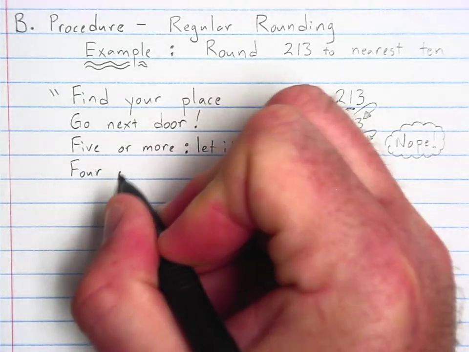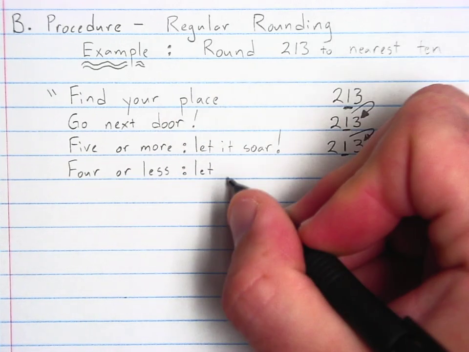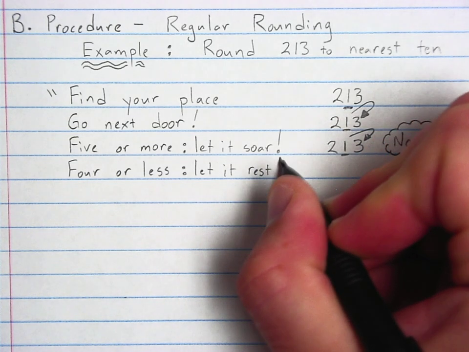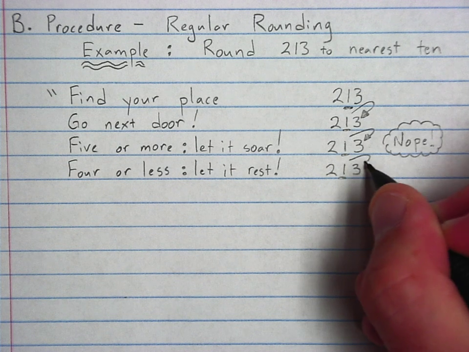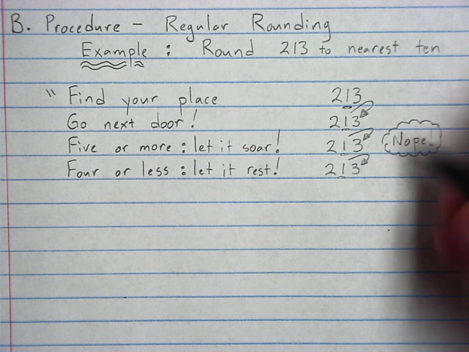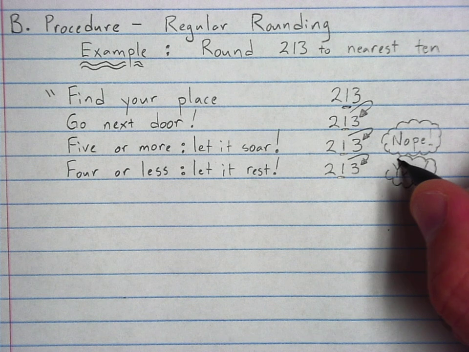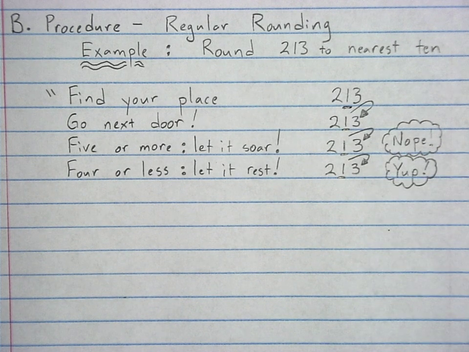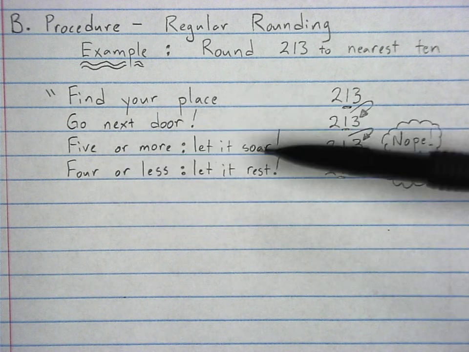So I continue, 4 or less, let it rest. So I do the whole bit again. I'm in the tens place, I'm looking next door, and I'm asking, is that 4 or less? To which this time I respond, yup. 3 is going to be less than 4. If it had been 4, I still would answer with a yup. Now, 5 or more, let it soar. 4 or less, let it rest.